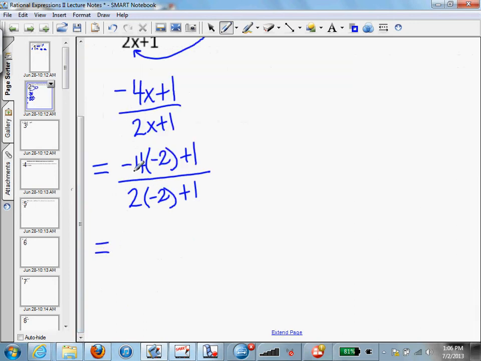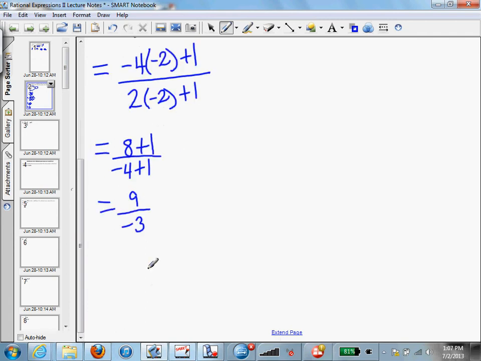Okay, to extend our page and keep working, -4 times -2 is a positive 8, because a negative times a negative is positive, and 4 times 2 is 8. We have plus 1 over positive times a negative is a negative, and 2 times 2 is 4, plus 1. So we have 8 plus 1 is 9, over -4 plus 1 is -3. So this will just reduce to a -3.